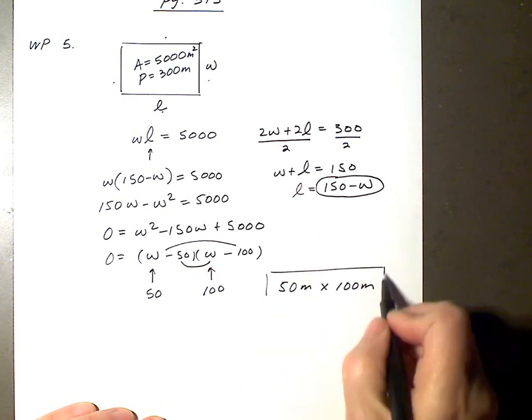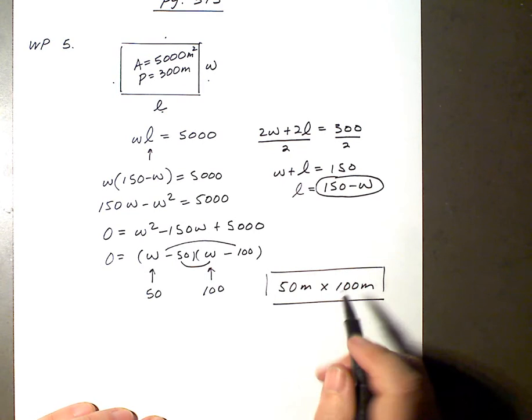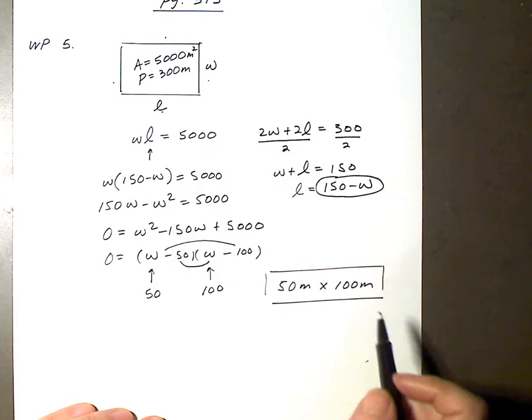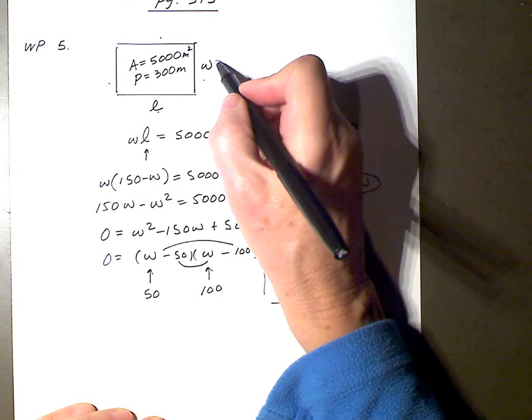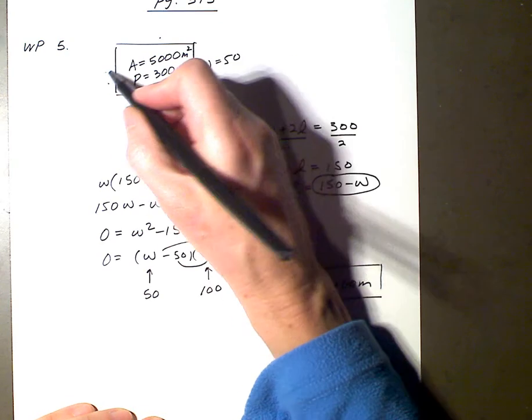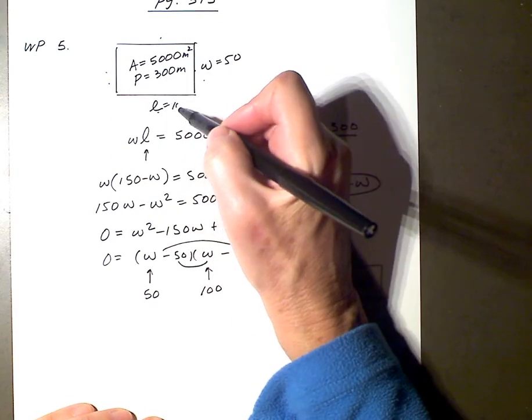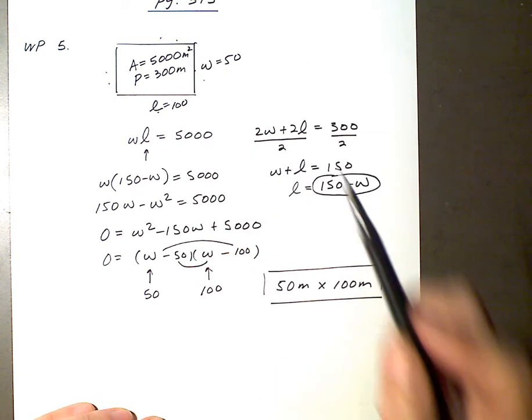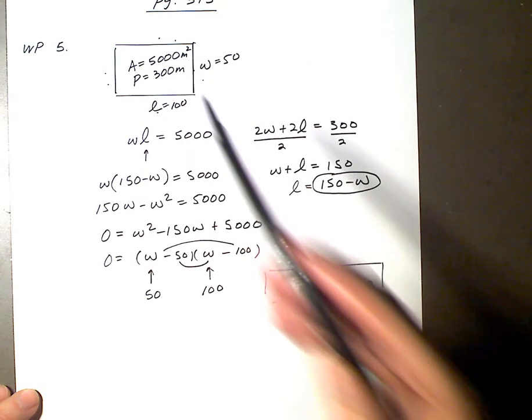And you can see if you multiply those together, you get the area of 5,000 square meters, and it would make these two sides 50, which add to 100, and these two sides 100 each, which adds to 200, and there's your 300 meters of perimeter. That's it.